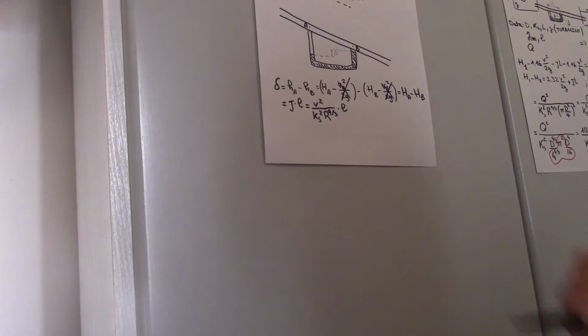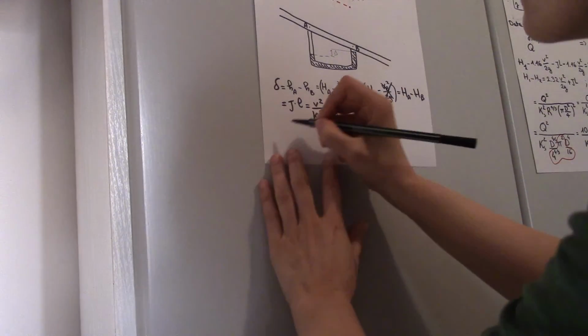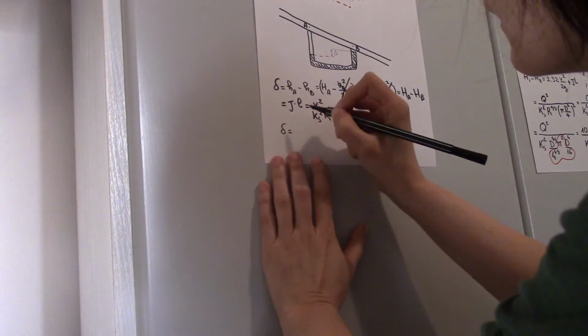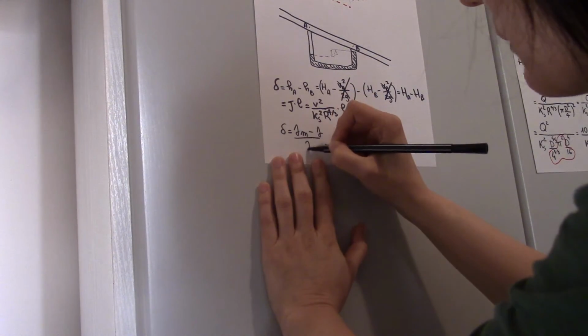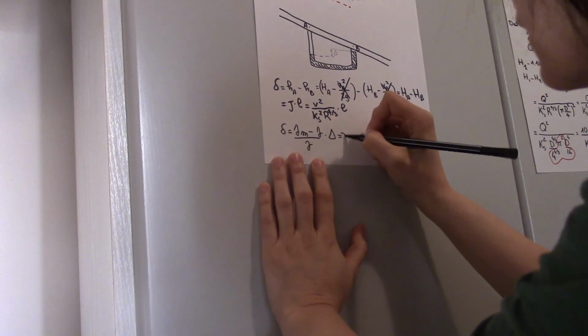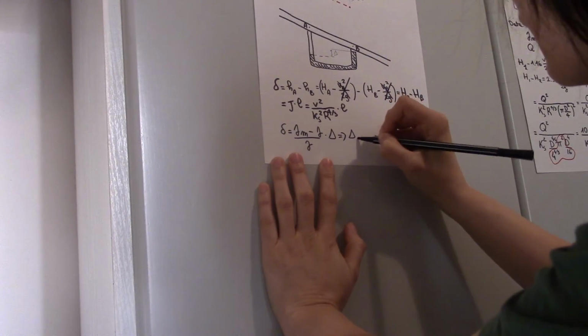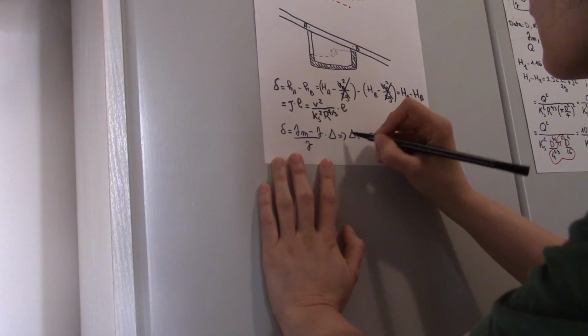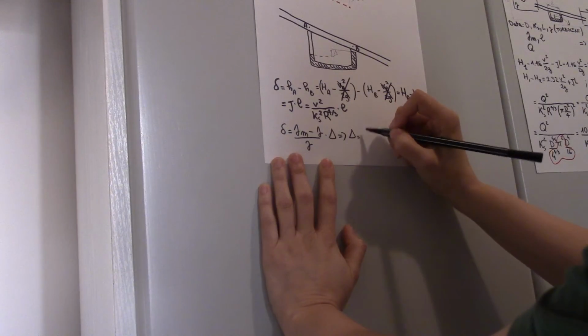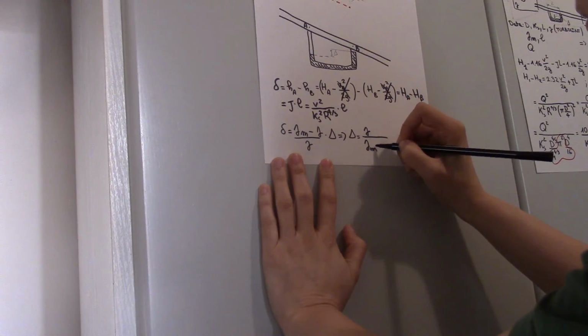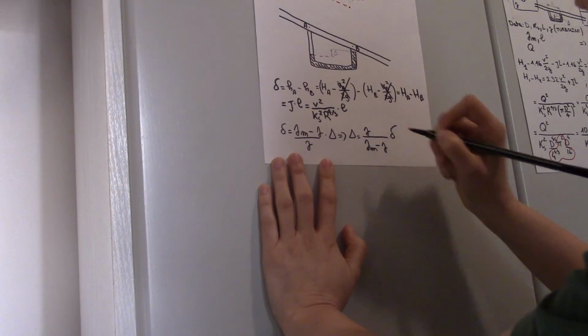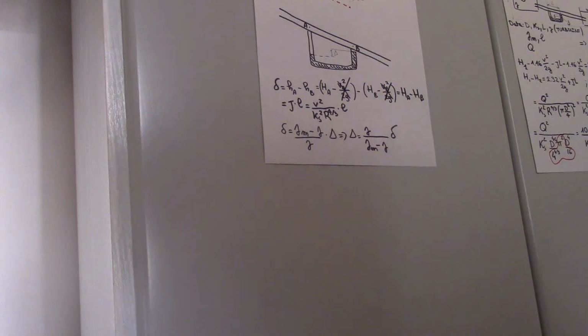Hence, if I want to compute the reading, it is related to delta by gamma m minus gamma over gamma times delta, which by the inverse law becomes that capital delta is equal to gamma over gamma m minus gamma times little delta. And we have finished our example.